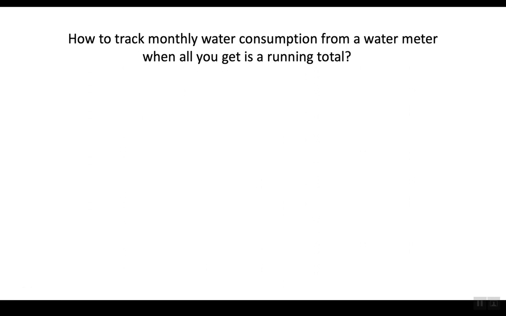During our office hours webinar this week, Alfonso popped in and said, "Hey, I've got a lot of apartments and each one has a water meter, but the water company is giving us just the meter reading. I need to be able to track the difference between last month's water meter reading and this month's so I can calculate the number of gallons per apartment so I can rebill my tenants." So how do we track that monthly water consumption when all you get is a running total?